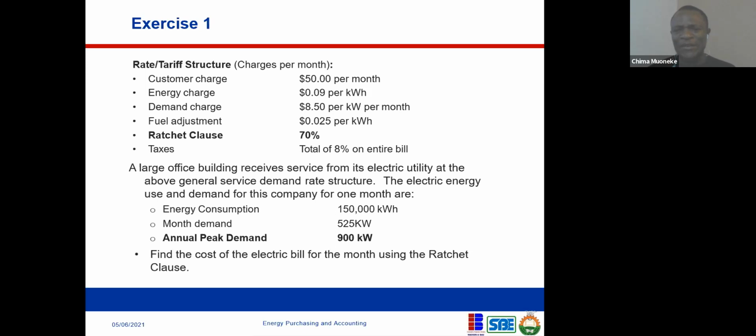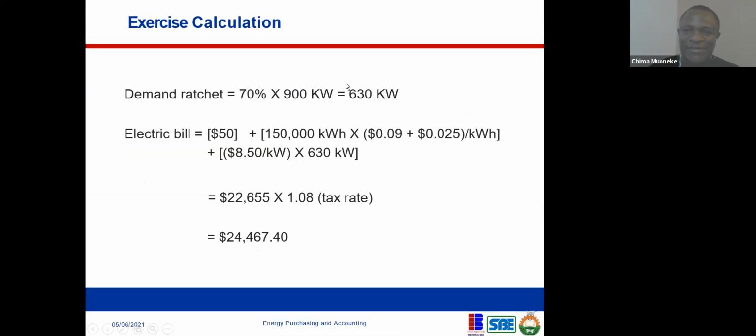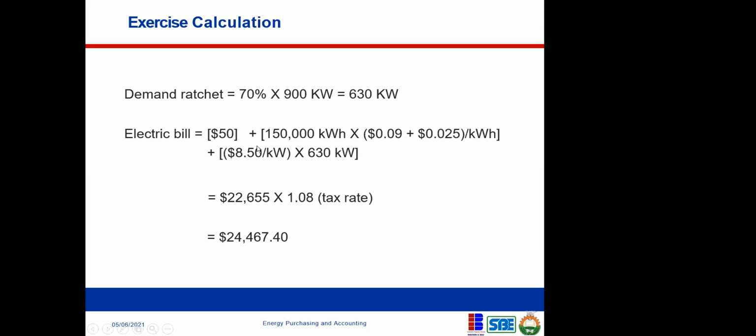We're now introducing a ratchet clause. So when you introduce a ratchet clause, instead of calculating his demand at 525, you will now use 630. You now times 630 by the demand rate.